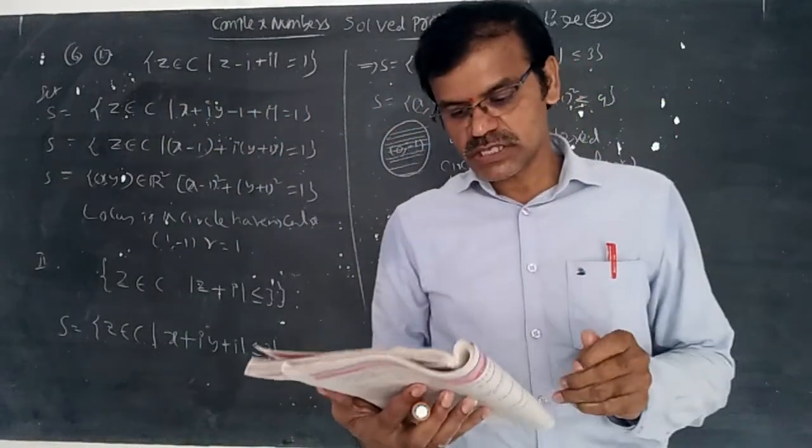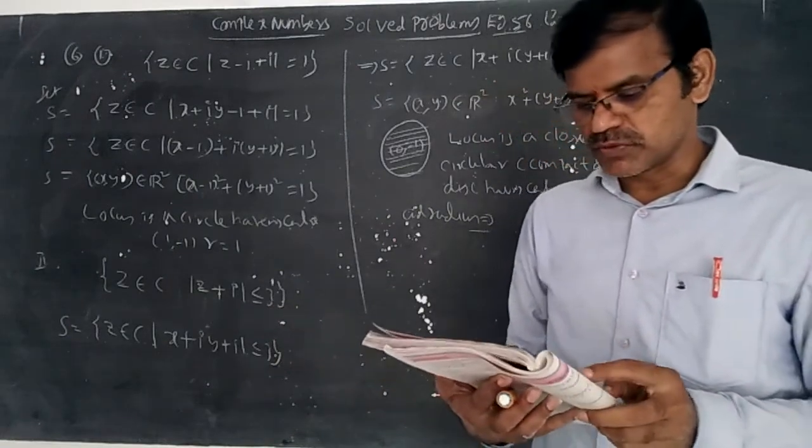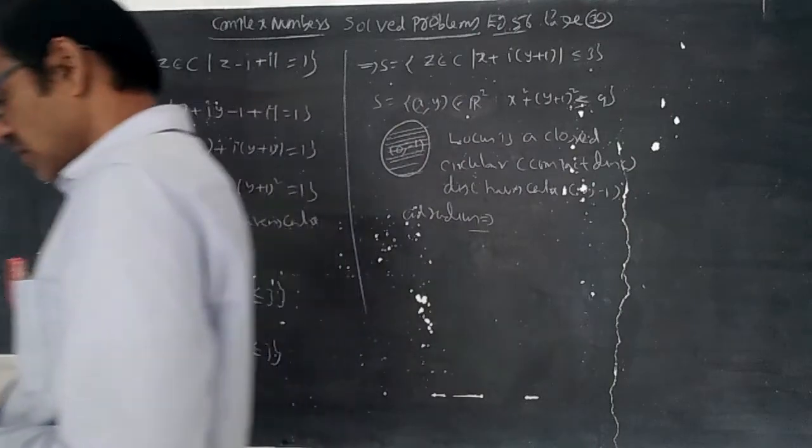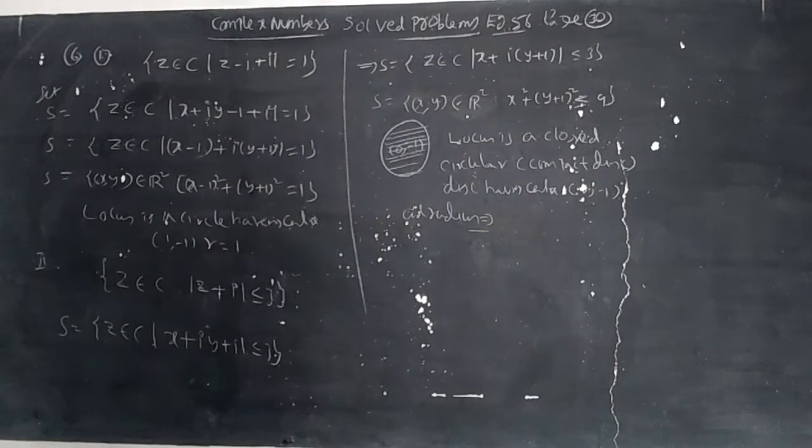Now let us discuss exercise 1D. Exercise 1D, Roman number 2: find the equation of perpendicular bisector. This is an important question. Find the equation of straight line in the Argand diagram.